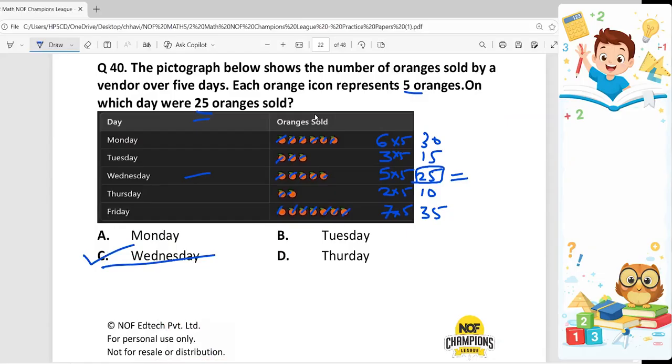And here we end with 40 questions. This ends the sample paper 2 of Maths class 2nd.